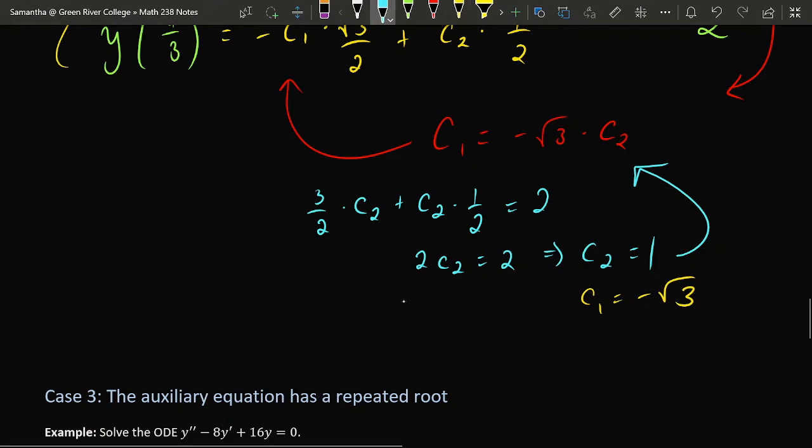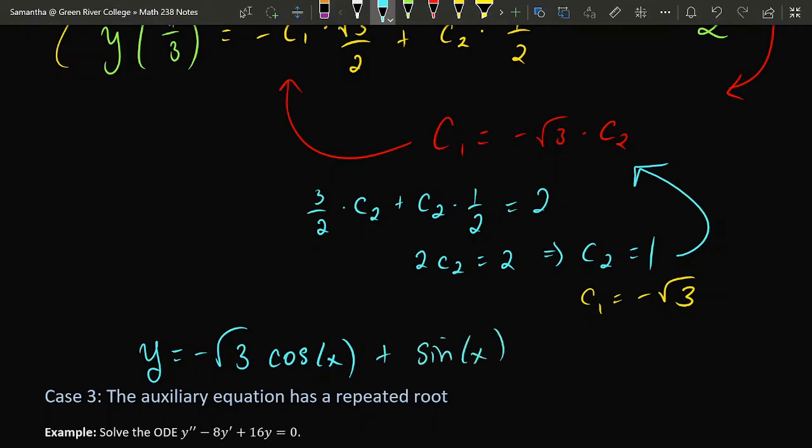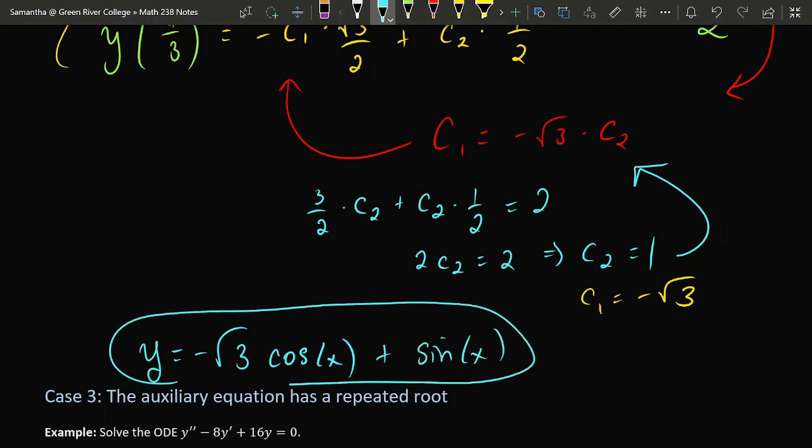So all in total, I find that my solution must be equal to negative root 3 cos of x plus 1 sine of x. That would be the solution to this initial value problem.